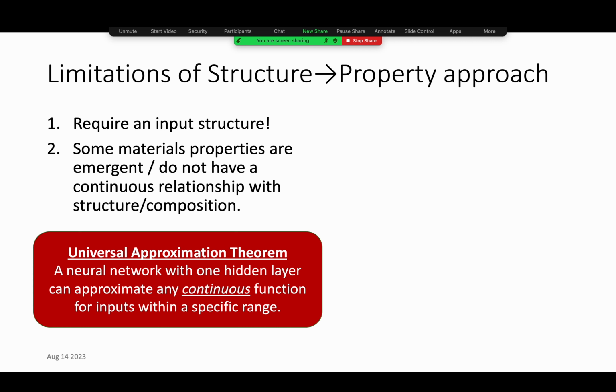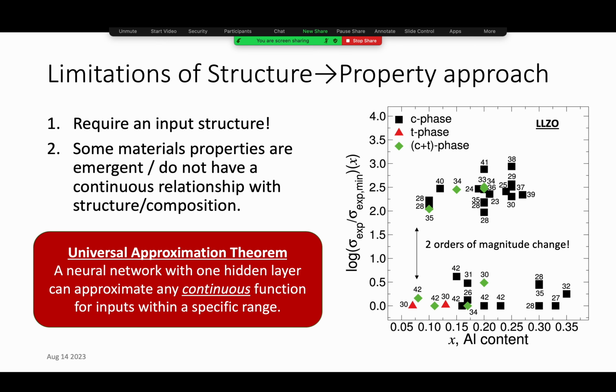And continuous turns out to be quite important because in material science, we frequently encounter discontinuous properties, okay? I can give you an example here, right? So this is the field that I worked in, basically solid state electrolytes for lithium-ion batteries. And this is basically a plot of the conductivity versus aluminum content and the different phases for this garnet solid electrolyte called LLZO, right? And what you notice is that you just have 2 orders of magnitude change in the ionic conductivity of the garnet just from slight changes in the doping content of aluminum. Very, very small changes in the doping content.